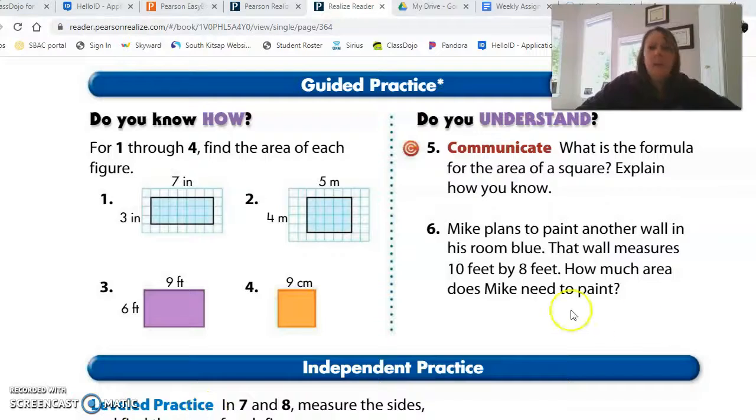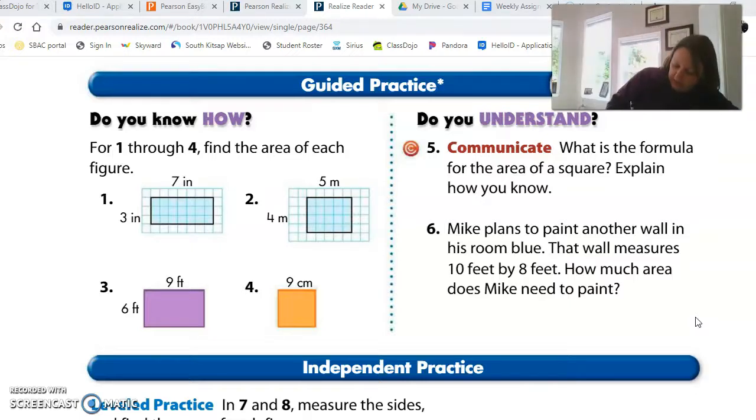All right, number 6. Mike plans to paint another wall in his room blue. Okay, that's what I was saying. Most of the time it's to cover a surface. That wall measures 10 feet by 8 feet. How much area does Mike need to paint? Because when you go to Home Depot and you need to buy paint, they're going to need to know the area that you're trying to cover, and that tells you how much.